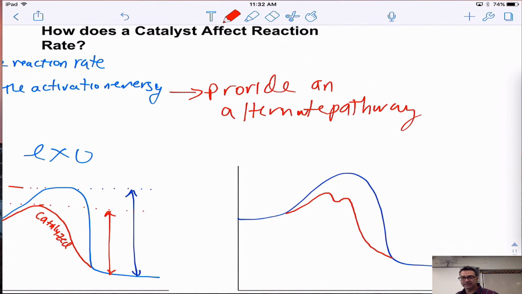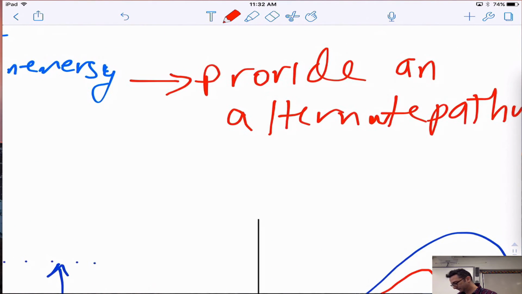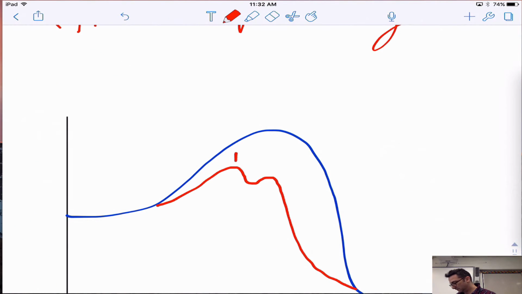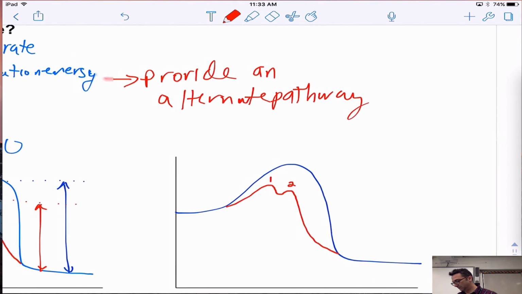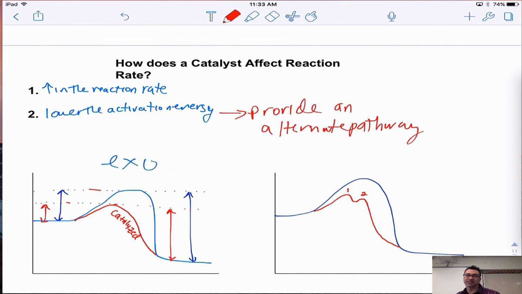And notice in this case, I have a new pathway, and it has now two different peaks. And these different peaks represent, this peak right here, 1 and 2. Peaks 1 and 2 represent separate steps in the reaction. And so now we have a two-step reaction, but it still is going to be quicker than the one-step reaction because those two steps both are lower activation energy.